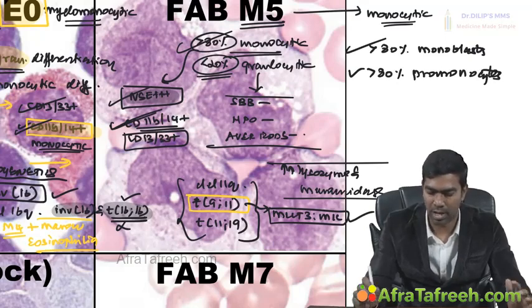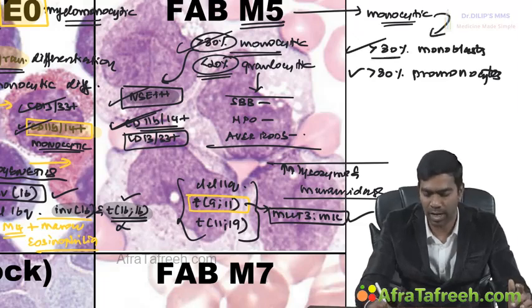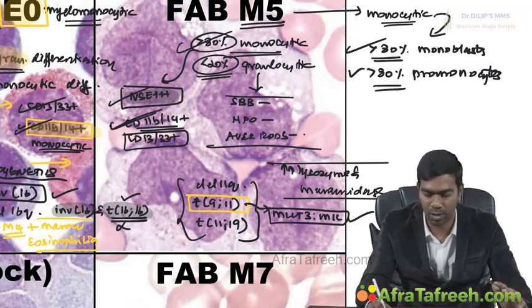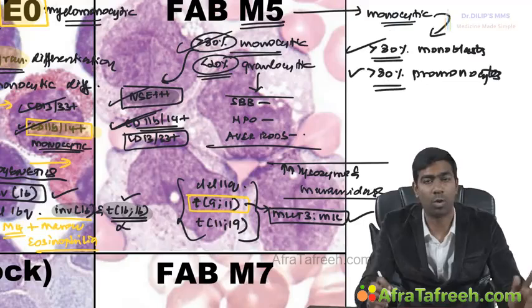But remember, this is acute monocytic leukemia as a whole, but there are two variants. In that, if more than 80% are monoblasts, you're going to call it monoblastic leukemia, and if more than 80% are pro-monocytes, then we are going to call it monocytic leukemia. So these are the two variants, and this is very important to understand. So this is AML M5.